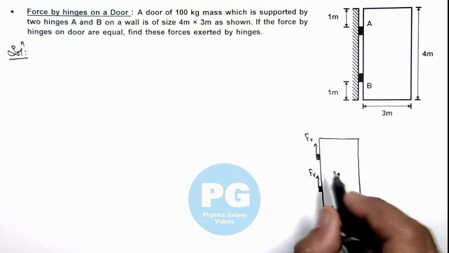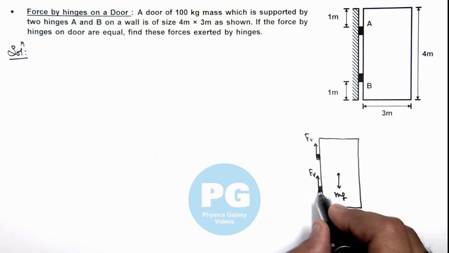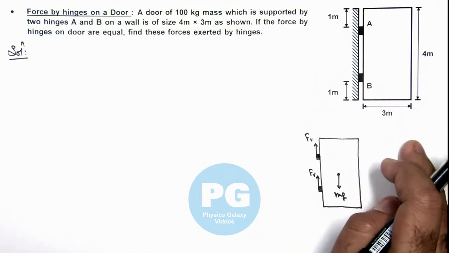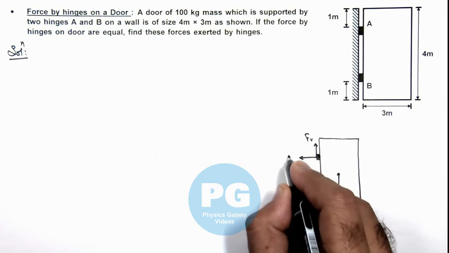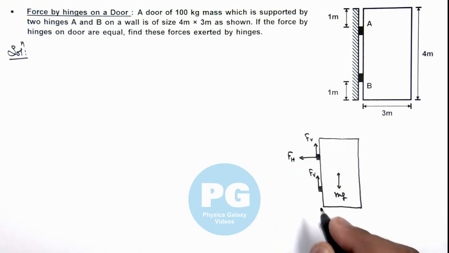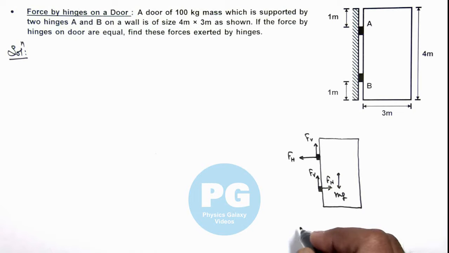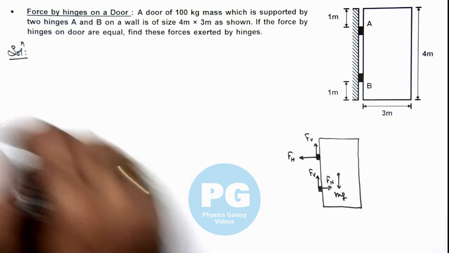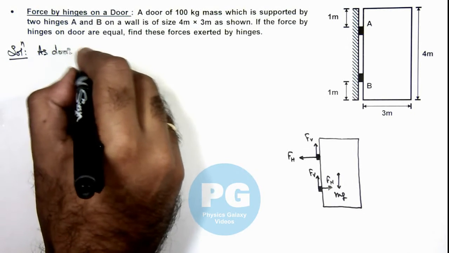And if the upper hinge is open, the door will rotate about the lower hinge in clockwise direction. That means the upper hinge is providing a horizontal force FH toward left. And similarly, to balance it, lower hinge will provide a horizontal force FH toward right. Now, in this situation, we can write as door is in equilibrium.